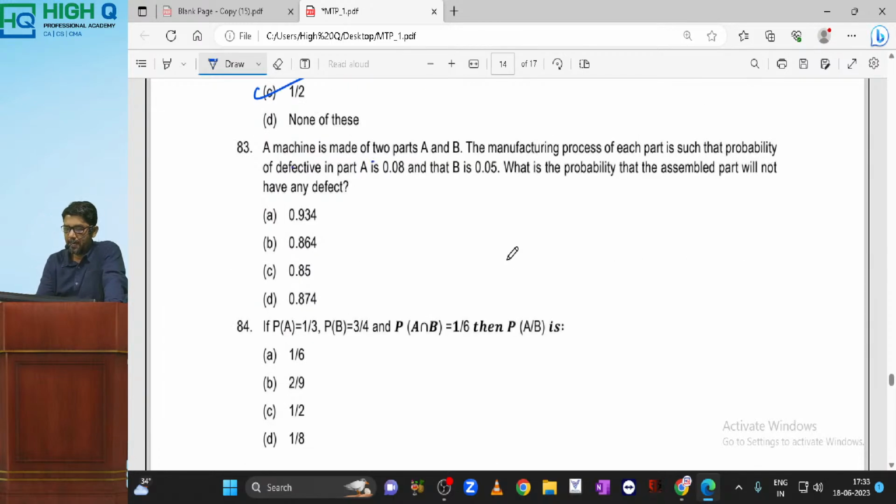A machine is made of 2 parts A and B. The manufacturing process of each part is such that the probability of a defective part of A is 0.08. So non-defective will be 0.92. Is that clear, my dear? And for B, 0.95. What is the probability that the assembled part will not have any defect? 1 minus both are defective.